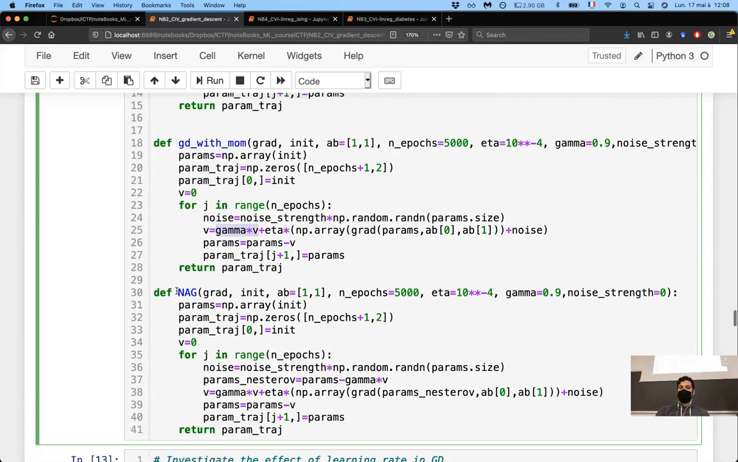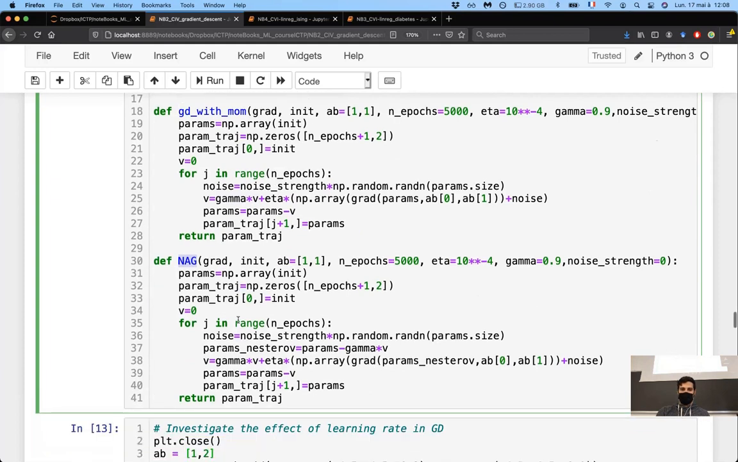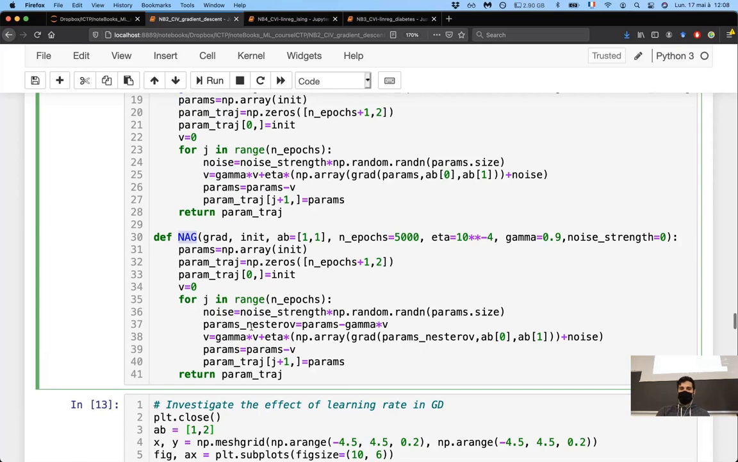And here we have the Nesterov accelerated gradient, where the only difference is the position at which you compute the gradient. You see, the gradient here will be evaluated not at the actual value of the parameters, which would be params, but instead at the actual value minus gamma times the previous velocity. That's the only difference.